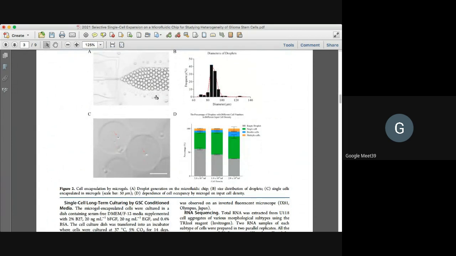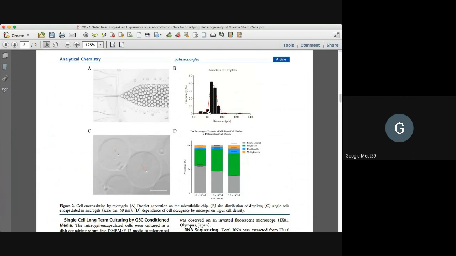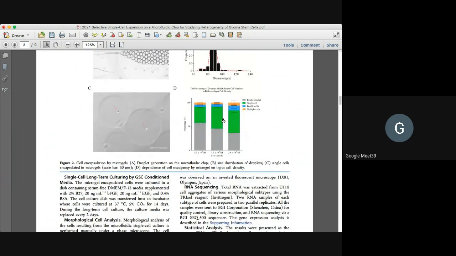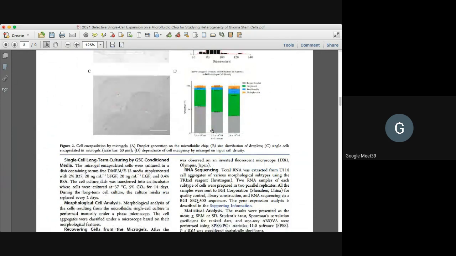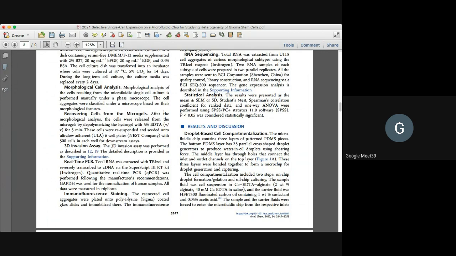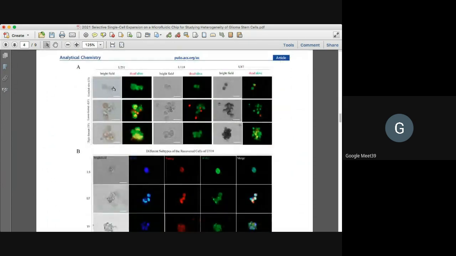Okay, so here we have some plots about the diameter of the microdroplets. Here you see the distribution of the size of the microdroplets and also the occupancy, and especially according to the cell density. Here you see the single cell microdroplets, and the idea is that they obtained these spheres in different formats.